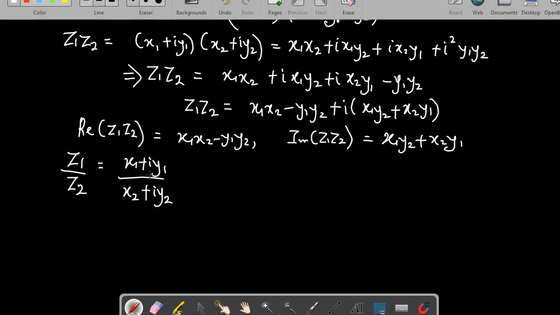You multiply the numerator and the denominator by the conjugate of the denominator. Come again. You multiply the numerator and the denominator by the conjugate of the denominator. So you have x1 plus iy1 over x2 plus iy2. The conjugate of the denominator is x2 minus iy2. So you do the same.